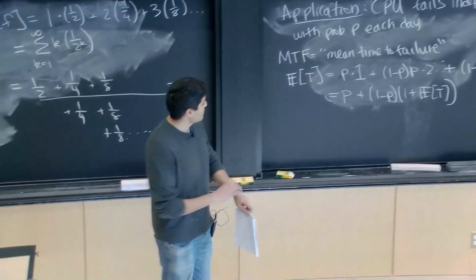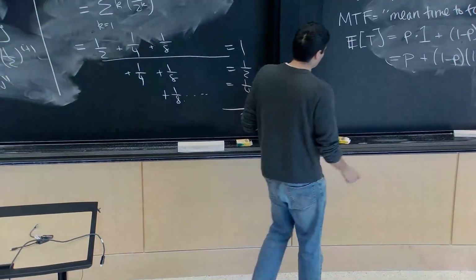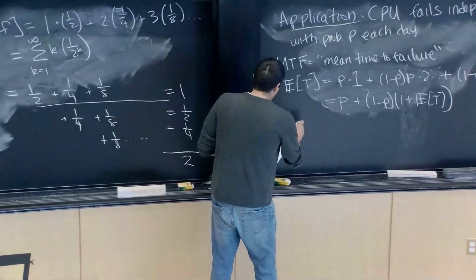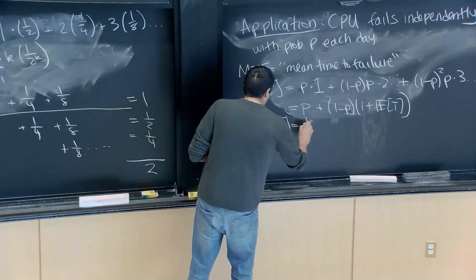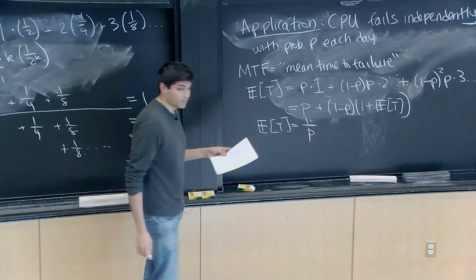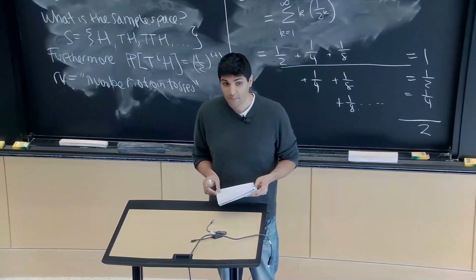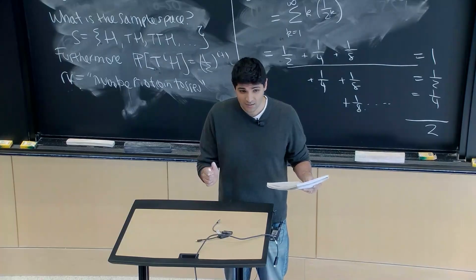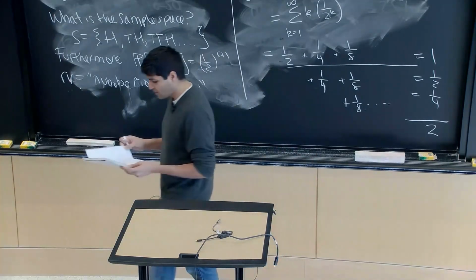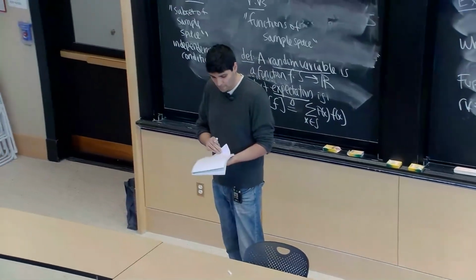So in fact, this makes it much easier. Instead of messing around with these infinite sums, I can just rearrange things algebraically. And what I'll get is that the expectation of t is equal to 1 over p. Okay? Any questions? Make sense? All right. So the mean time to failure just depends on this failure probability in this very simple way.